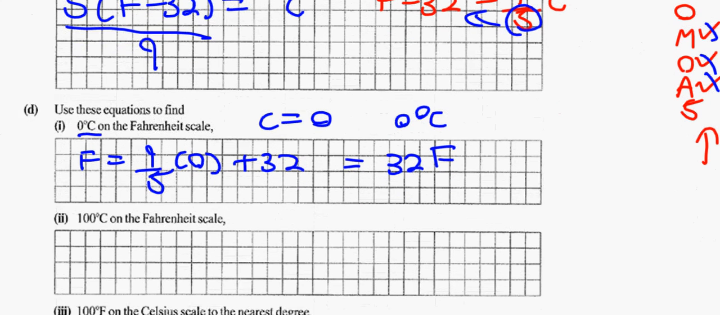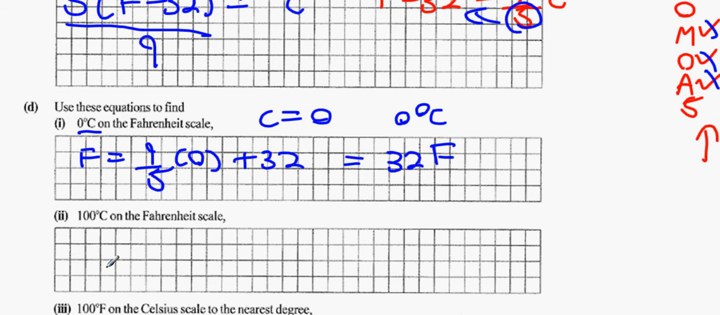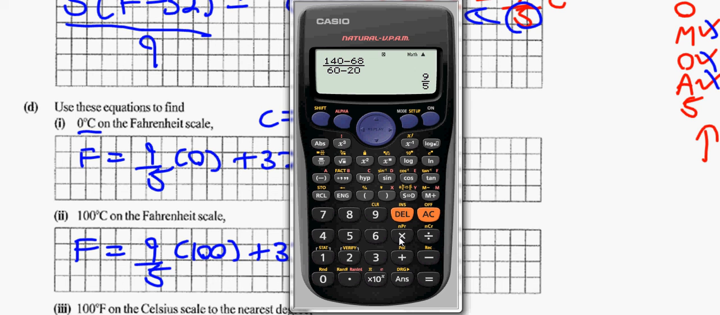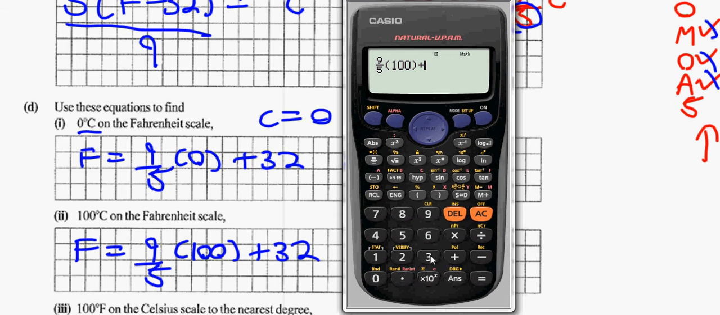D part 2, 100 degrees on the Fahrenheit scale. So F will equal 9 over 5 multiplied by 100 plus 32. Just put that into the calculator as it is. So we already have 9 over 5 as our answer from the last one, but we'll just do it again. 9 over 5 multiplied by 100 plus 32. 212.